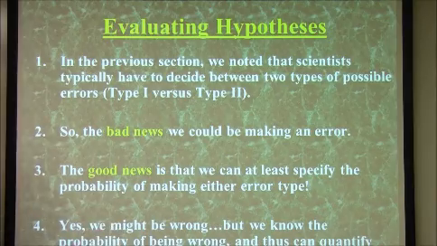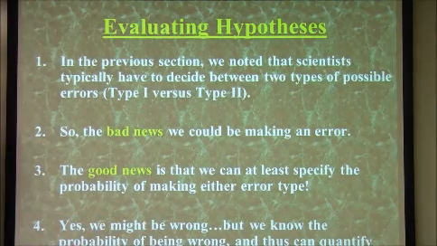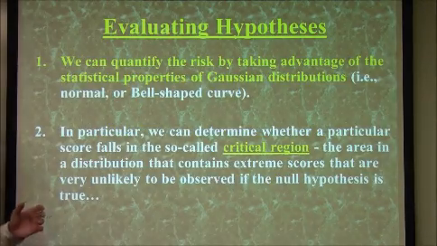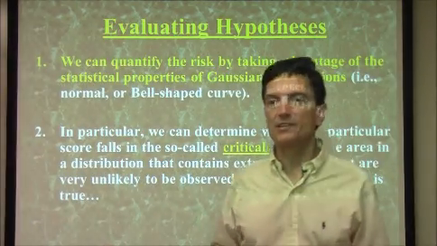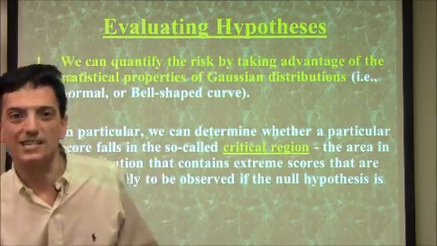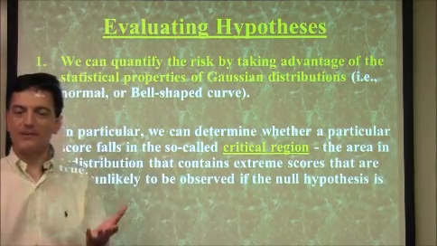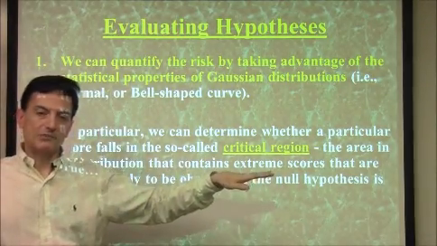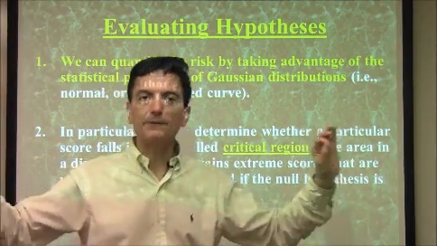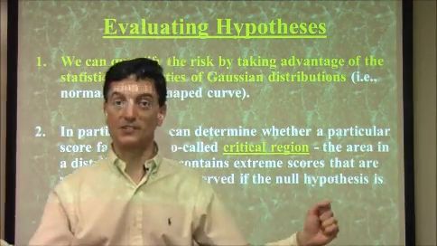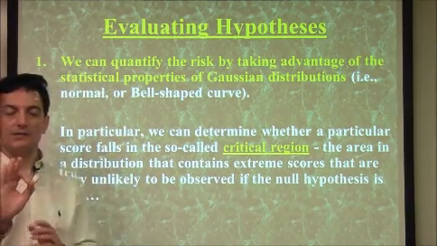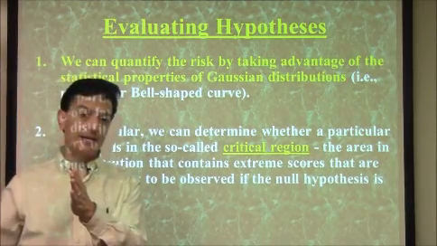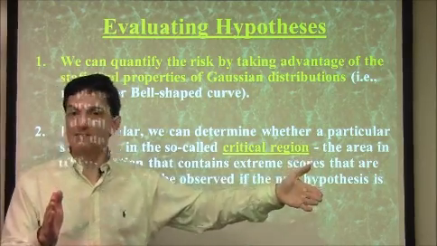So, yes, we might be wrong, but we know the probability of being wrong, and we can quantify that risk. The way that we go about quantifying the risk of making these different kinds of errors is we take advantage of the Gaussian distribution. Remember from an earlier video that the Gaussian distribution has certain mathematical properties that we typically know by looking at z-scores. Remember that we had the z-score in the center of the distribution corresponding to 0, and those to the left had negative values, those to the right had positive values.